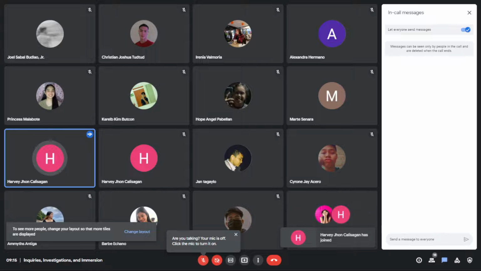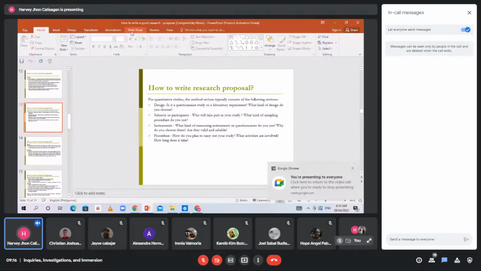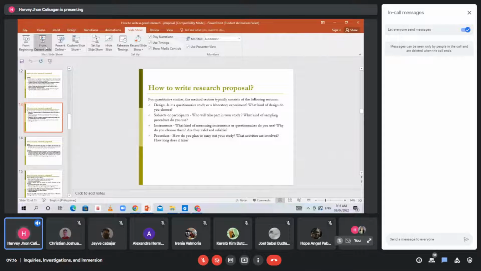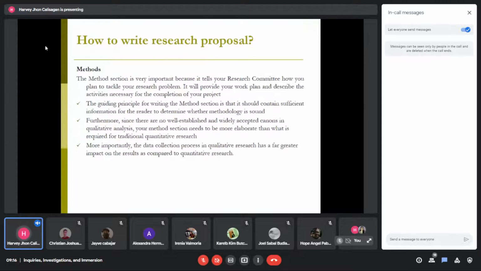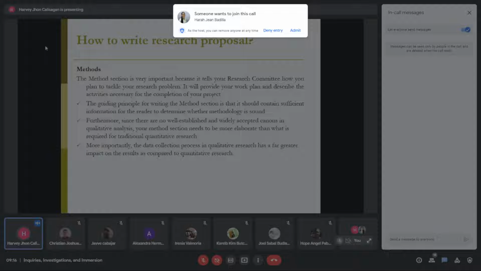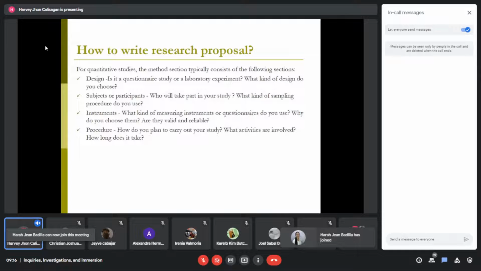Okay? So let's continue our discussion with regards to the research proposal. I might give you an activity regarding this one, and I will send it on Google Classroom or Messenger. Okay, let's continue. We're done discussing the methods, right? Yes, sir. Okay, so let's move on to how we create quantitative studies.